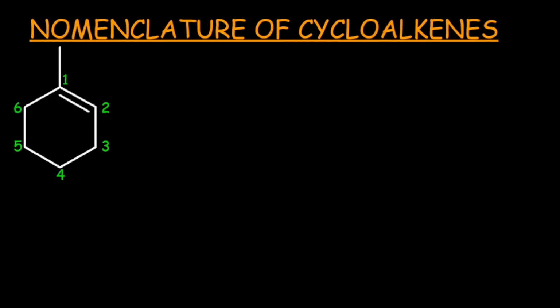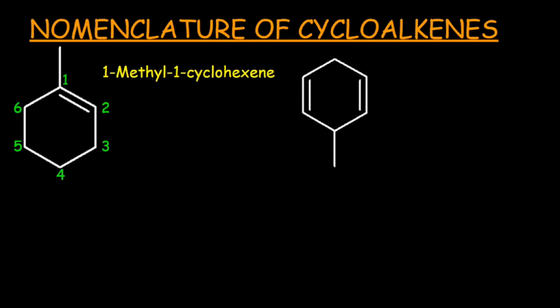At the first carbon, there is a methyl group and at the same carbon, there is an olefinic bond. So the name of this molecule would be 1-methyl-1-cyclohexene. Students, you have to use the word cyclo before the hexene because the structure of the heading part is cyclic, right? So let's consider another example.